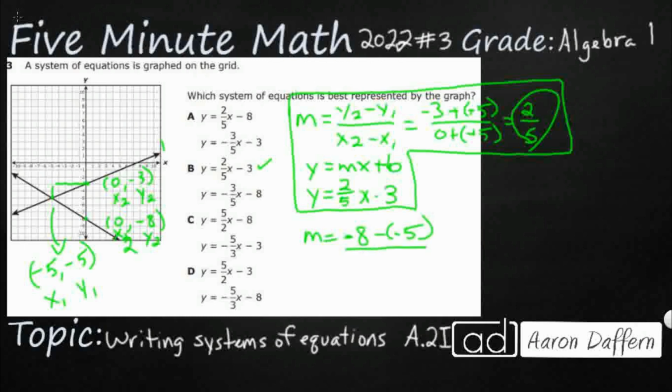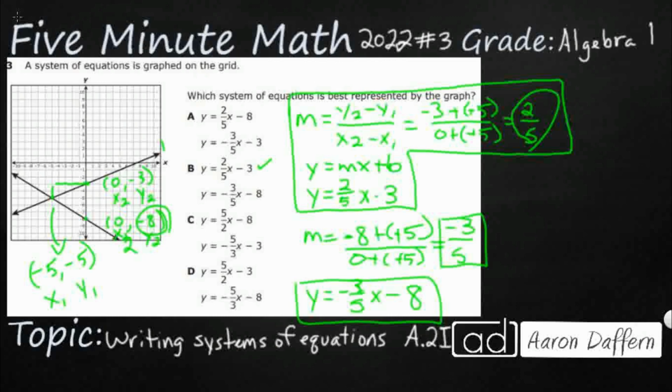And then I've got my x2 of 0, and then my x1 of -5. Once again, I've got a denominator of 5. Those become positive, so it's -8 plus 5, so it's going to be -3. So I've got -3/5, right? So I can write y equals -3/5 x, and then plus b, but I know my y-intercept is right there, so -8. So this is my second equation, and that checks out. My answer here is B.